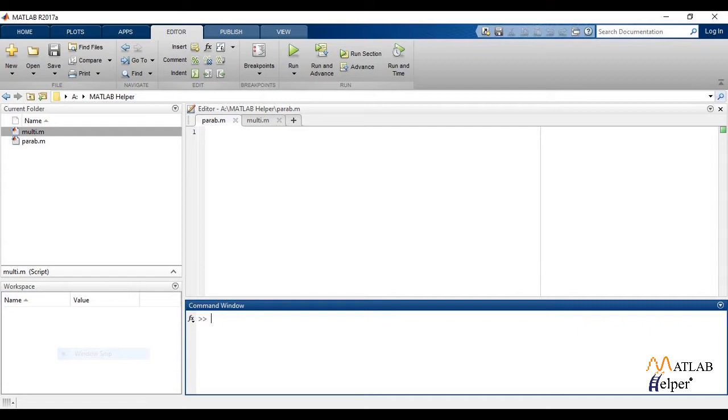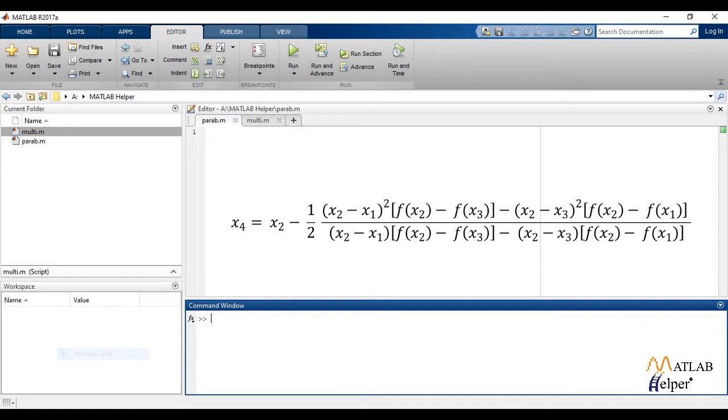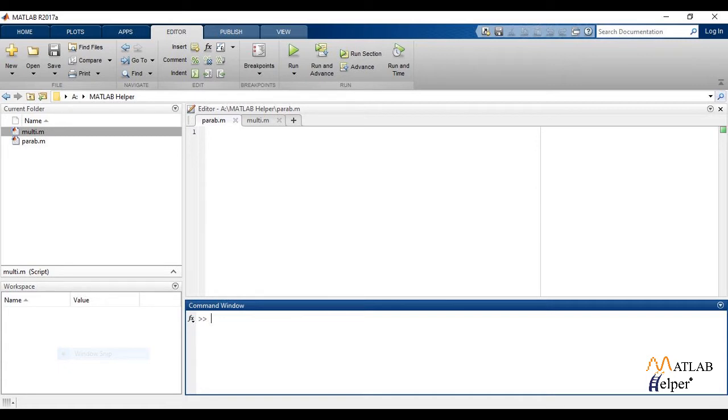Parabolic interpolation is given by this equation, where x1, x2 and x3 are the initial guesses and x4 is the value of x that corresponds to the optimum value of the parabolic fit to the guesses. We shall implement this equation using MATLAB.